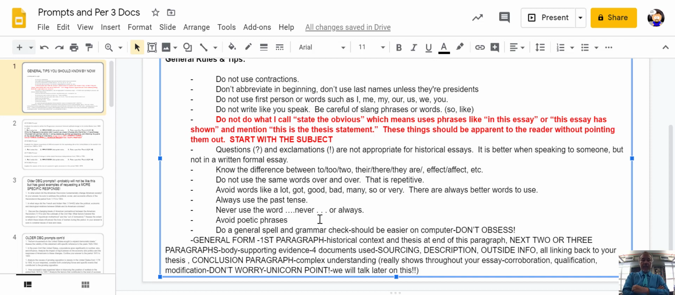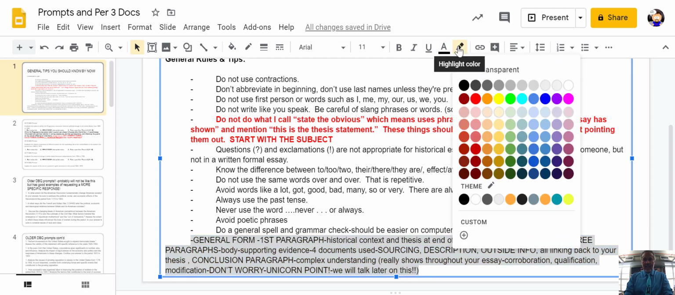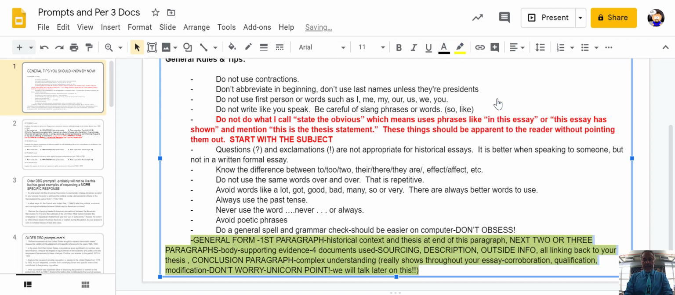General form, right here. This is the general form. You probably want to highlight this because this is always what you should be thinking about. First paragraph: historical context and thesis at the end of the paragraph. Next 2 or 3 paragraphs: body supporting evidence. Please do not ask me how long it should be. It is not about the length. It is not about the quantity. It is the quality of your work.